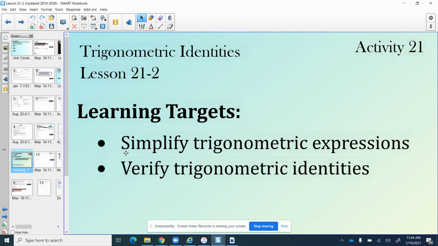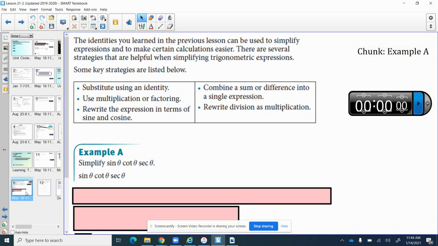Hi everyone, and welcome to lesson 21.2, part 1. We are going to divide this lesson into 2 different days, and we're going to start today on page 284, where we're going to talk about simplifying trigonometric expressions.